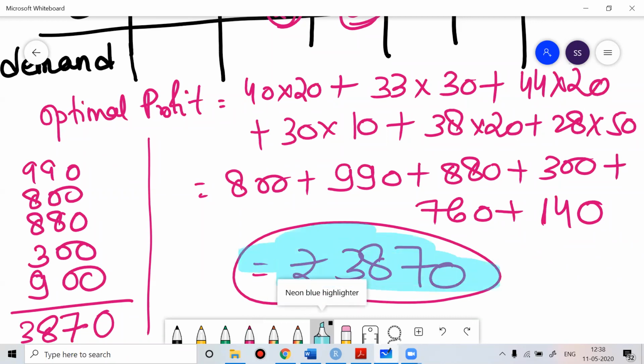This came in your exam also for 15 marks. So you have to do it like this. I hope you understood how to do this. Does anyone have any doubt? Before I wind up the class, please ask me. This comes every year in your exam, a 15 marks question.